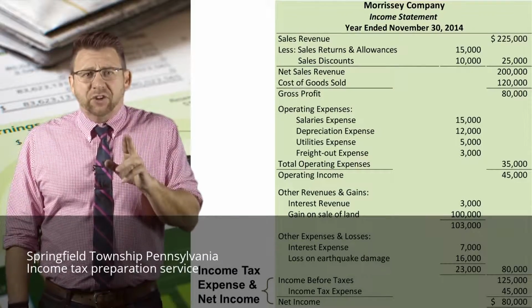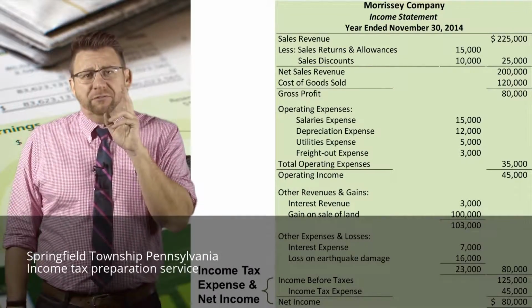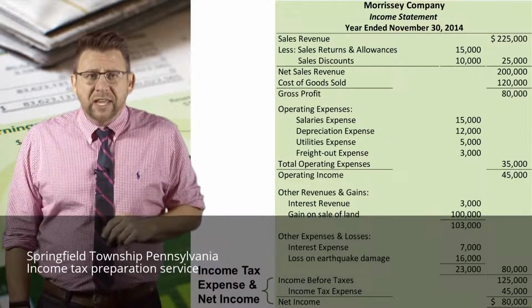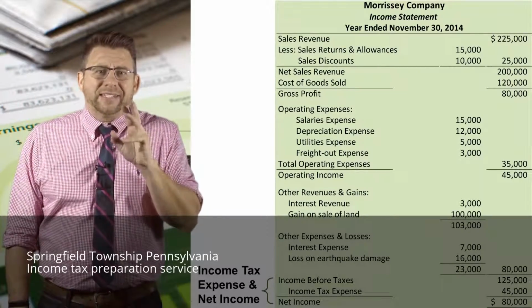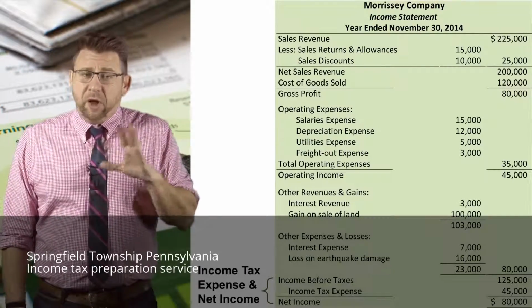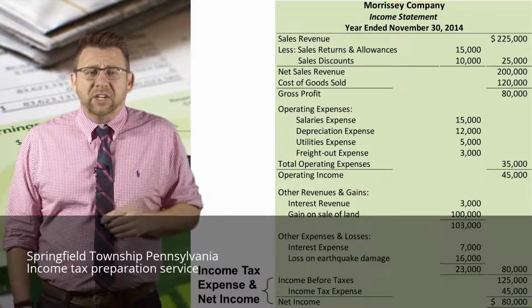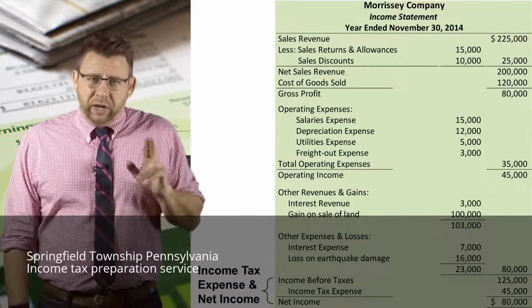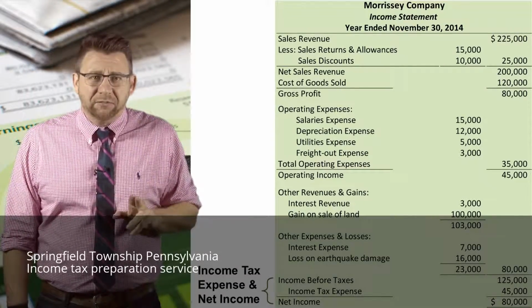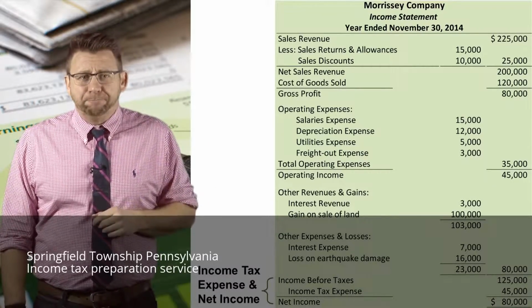The final section before we arrive at net income, or at least the final section for an accounting principles course, is the income tax expense section. This expense is reported separately from all other expenses because it's the expense that managers have the least control over. So income tax expense is deducted from income before taxes to arrive at net income.